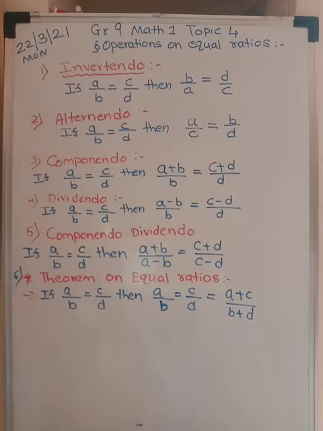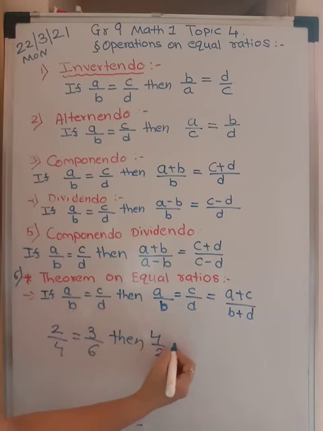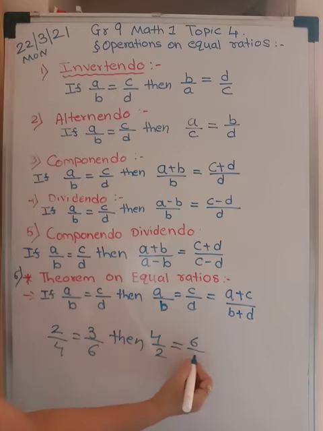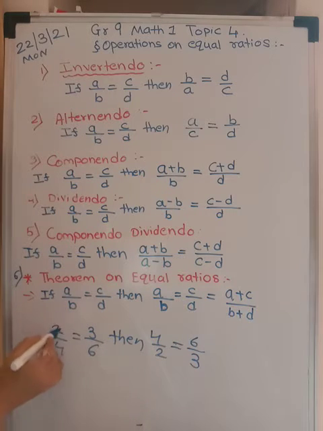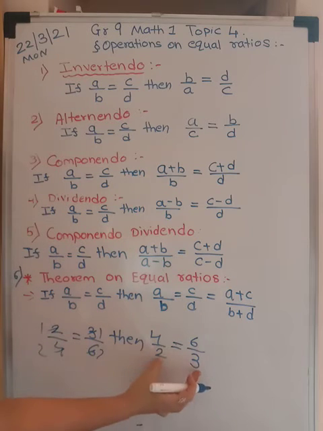Let us take an example. First ratio we will write, for example, 2 upon 4 is equal to 3 upon 6. This is also 1 by 2, this is also 1 by 2. Then we can write 4 upon 2 is also equal to 6 upon 3. Isn't it correct? See, this is 1 by 2 and this is also 1 by 2. These two ratios are same. Then these two ratios also should be same.